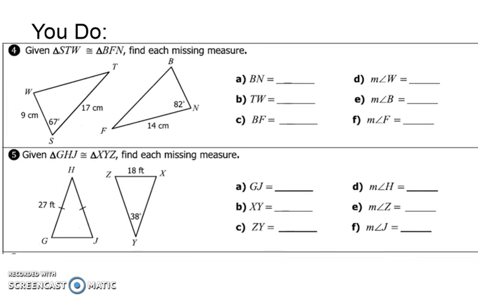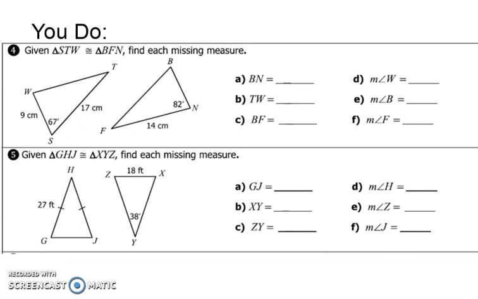If you flip to the back, we're going to do number 4 together. Now, if I look at my congruency statement, I'm going to start with S and B are the same, so I'm going to put a line in B, and I'm going to put a line in S. Oh, I don't want to cover that angle. If I look at T and F, I'm going to put 2 lines in both of those. And if I look at W and N, we're going to put 3 lines in there.